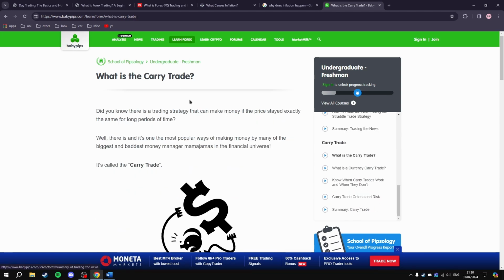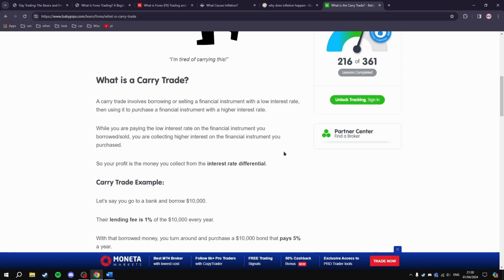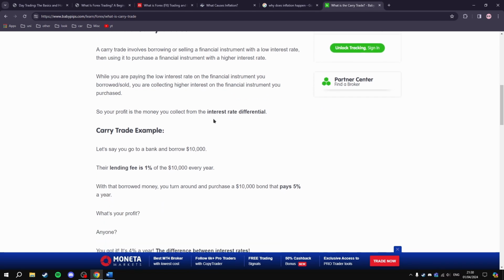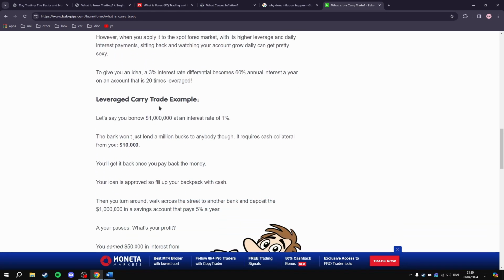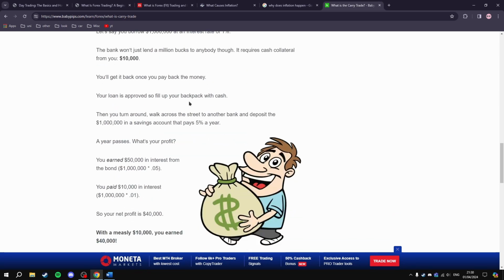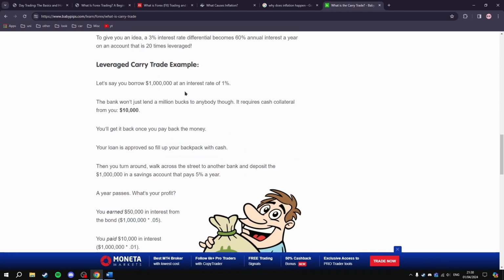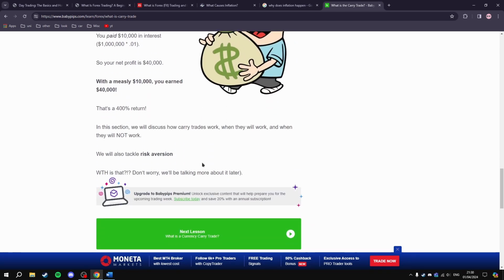So in the last video we went through what is a carry trade, basically involving interest rate differential, so borrowing or selling a financial instrument with a low interest rate and then using that to purchase a financial instrument for high interest rate, and the profit is the interest rate differential. And it gives that example for an interest rate differential. Leverage carry trade example, basically the same as the example above, but you borrow a bigger amount of money. So yeah, that's it.